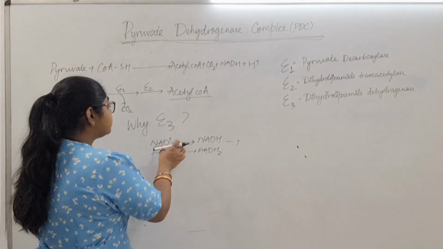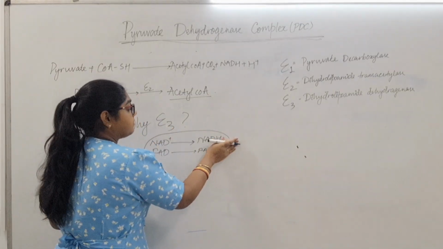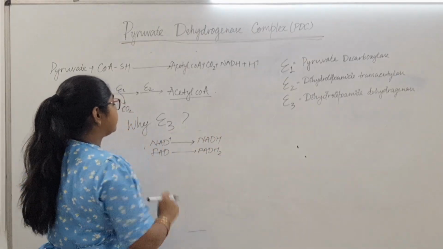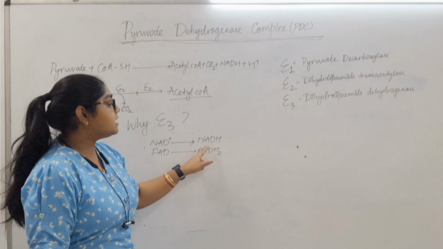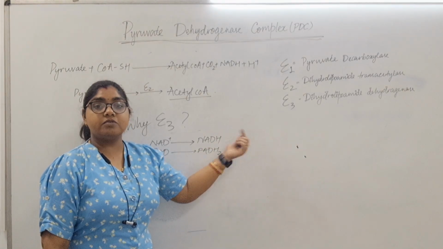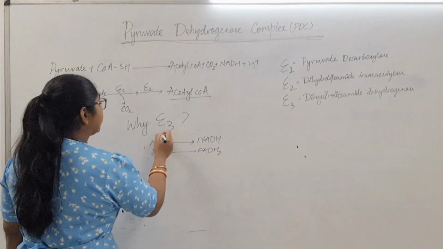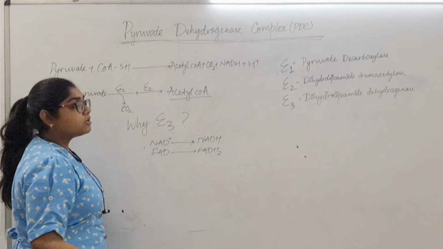That's why E3 re-establishes the whole process. It produces NADH, NADH enters into the electron transport chain and there it produces ATP, and E3 helps in re-establishing the whole complex.